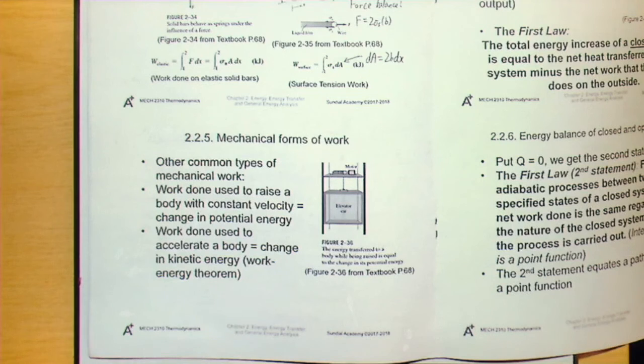Okay? These two types of work done are more common than the work done on the elastic solid bar as well as the surface tension work. And they are useful in some of the common devices such as the turbine as well as the escalator. Well, there are also non-mechanical forms of work besides the electrical work. However, only electrical work is more common in the study of thermodynamics. So please read the textbook for other kinds of work if you are interested in that.